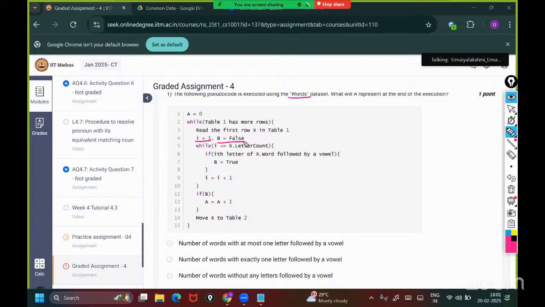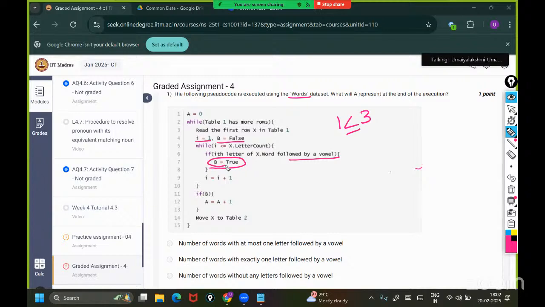I should be less than or equal to letter dot count. Let's say the letter count is 3. So initially I is 1, and 1 is less than or equal to 3. The condition is true. So what are we doing here? We are checking whether that element is a vowel or not. If yes, we are toggling B to true.